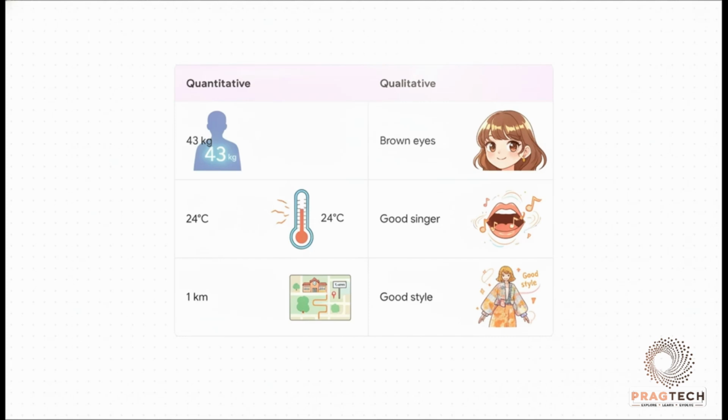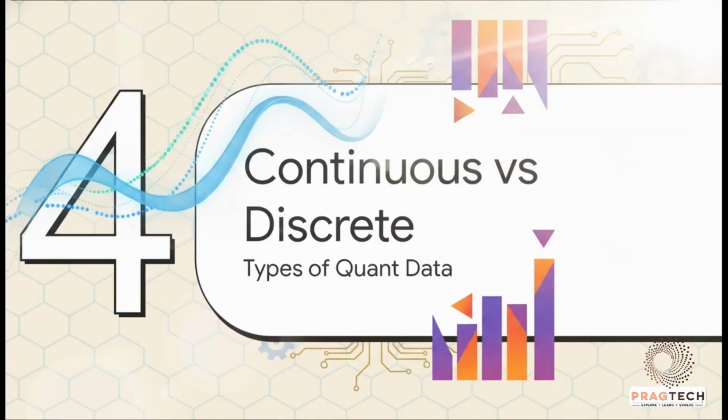Let's put that into practice. Saying Rahul weighs 43 kilograms, or the temperature is 24 degrees, or the distance to school is exactly 1 kilometer. Those are hard, countable numbers. That makes them quantitative. But if you say your sister has brown eyes, or your friend is a really good singer, or the teaching style is great, those are descriptive qualities. So that's qualitative data.